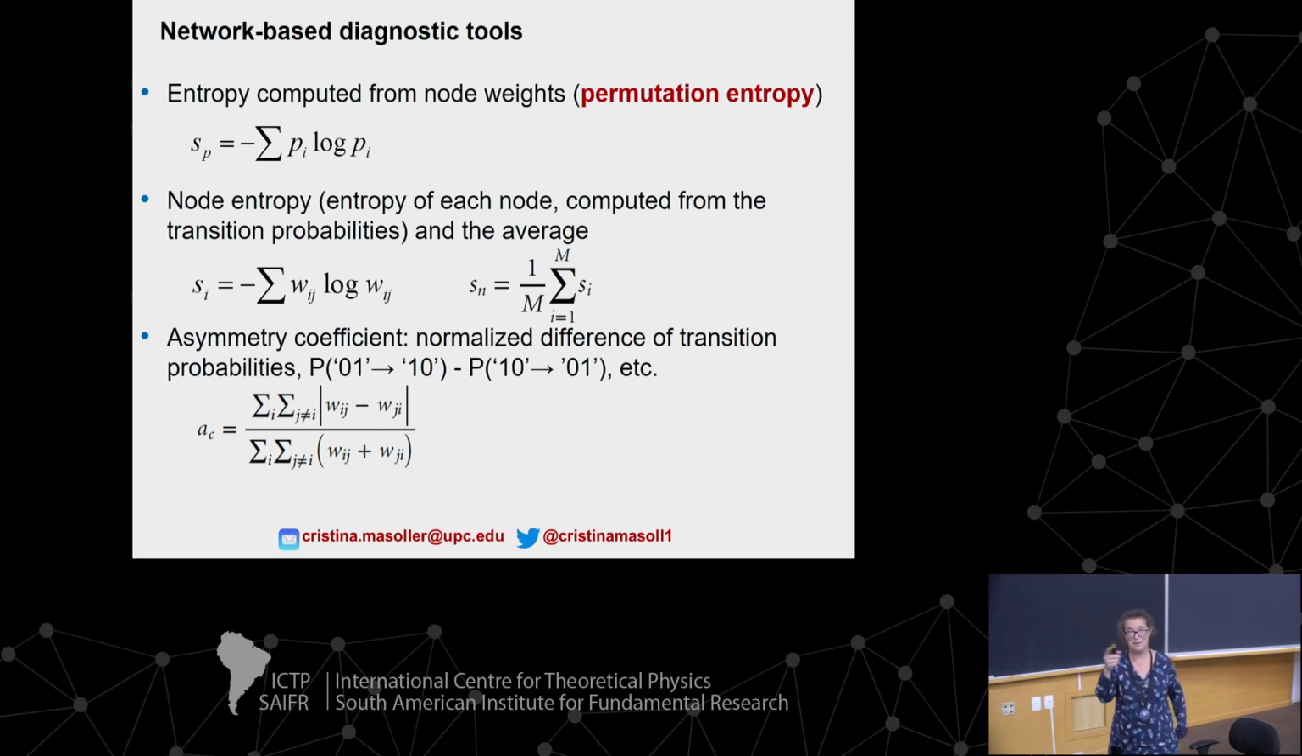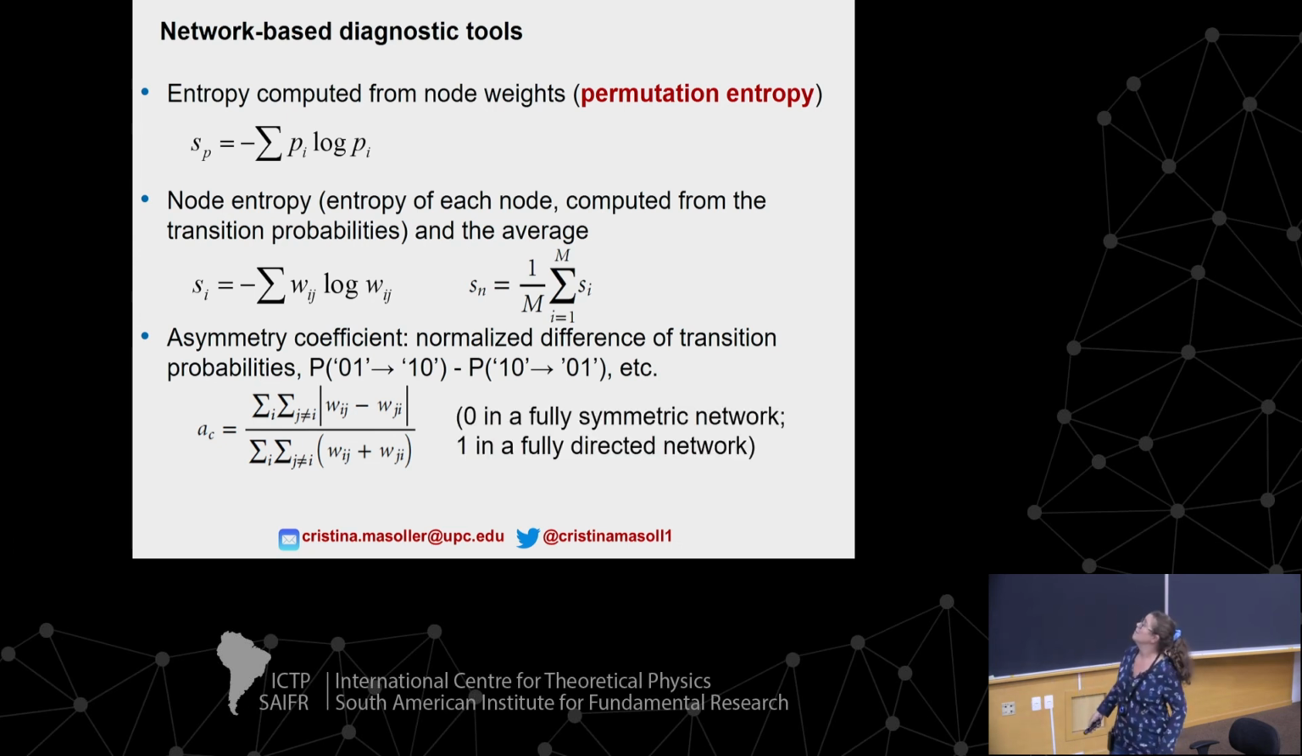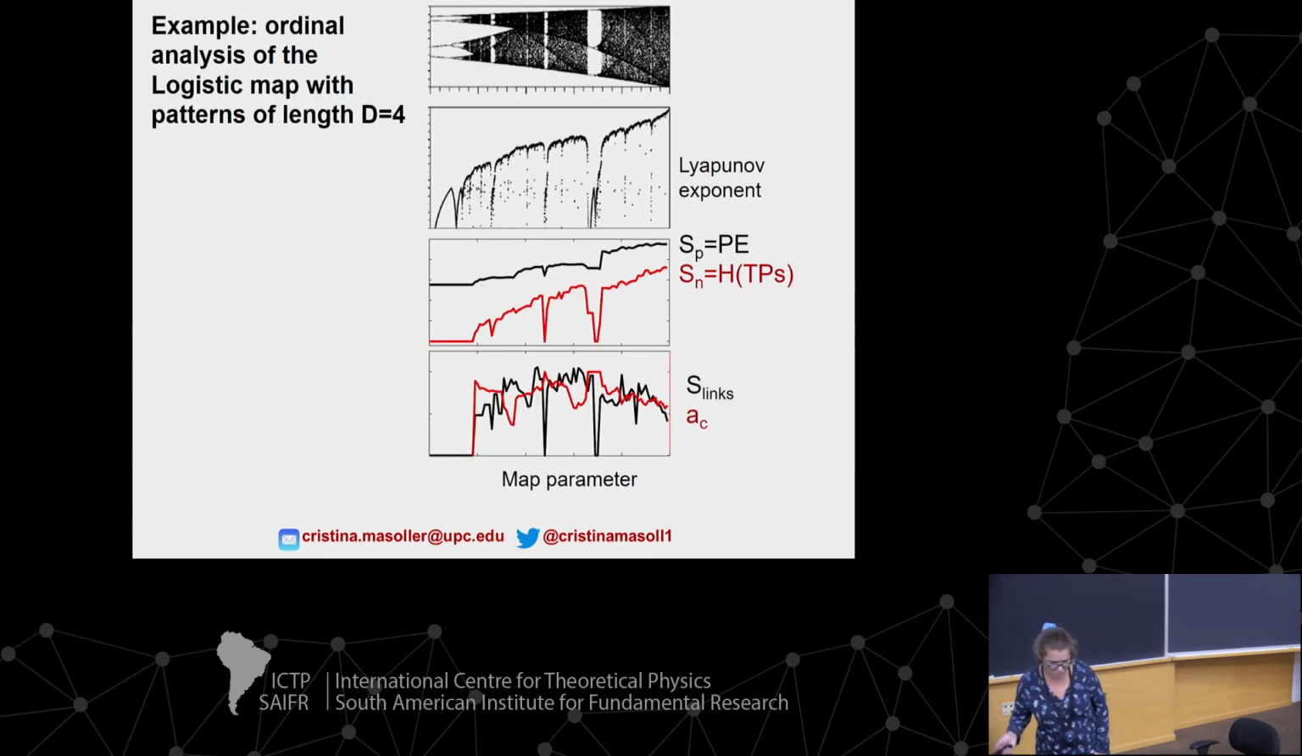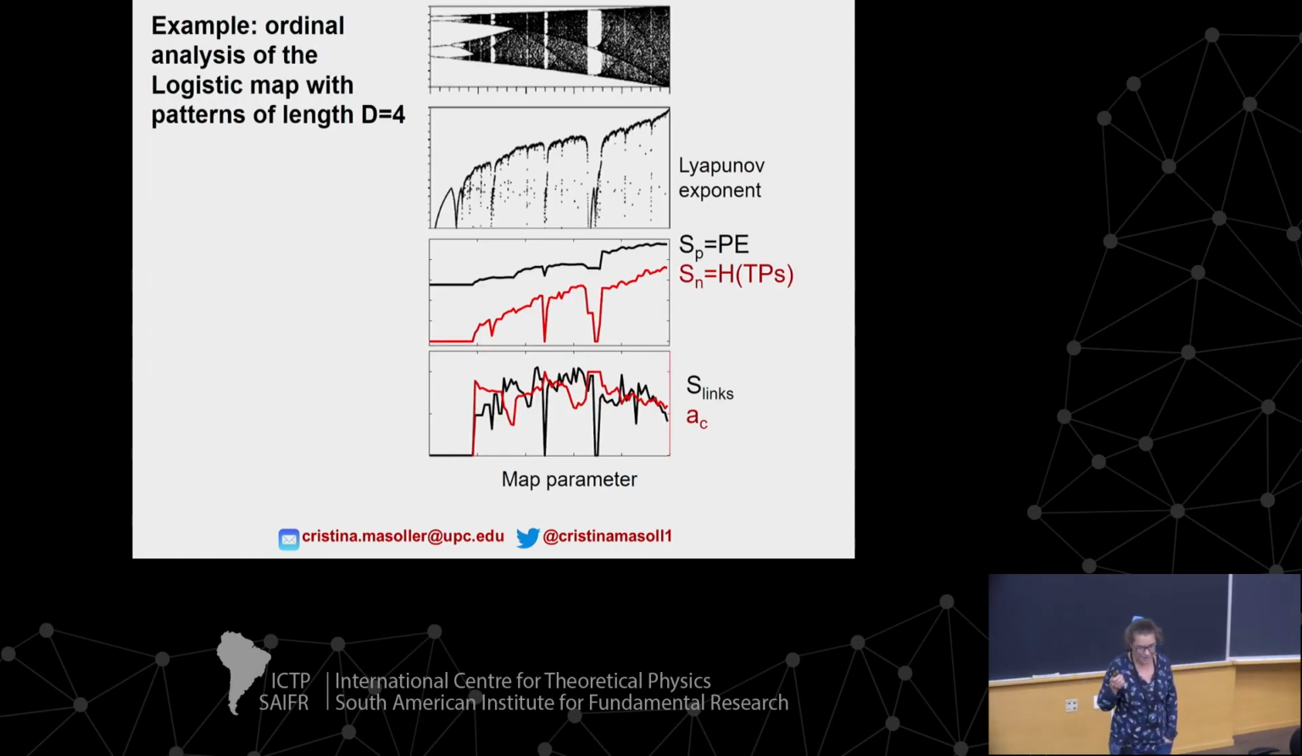The transition probabilities are not the same. 0 would be fully symmetric. 1 is when one transition exists, but it cannot go back. And let me show you what you see when you use this technique to analyze the logistic map.